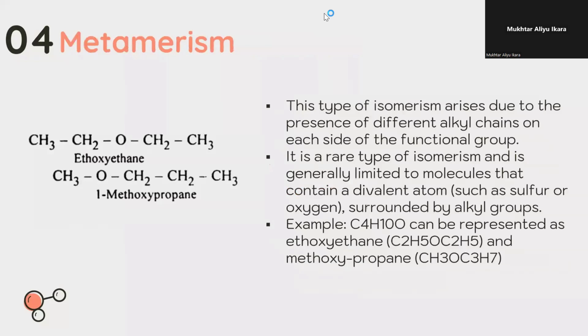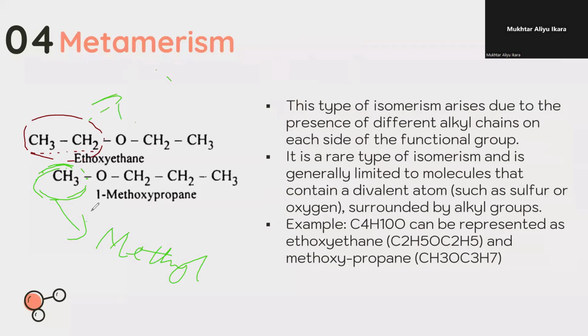So the next thing is metamerism. What is metamerism? Metamerism is another type of isomerism, which arises due to the presence of different alkyl chains on each side of the functional group. For example, here is an alkyl chain, and here is another alkyl chain. If you look at it, the alkyl chains here differ from one another. The alkyl chain here is methyl, while the alkyl chain here is ethyl.